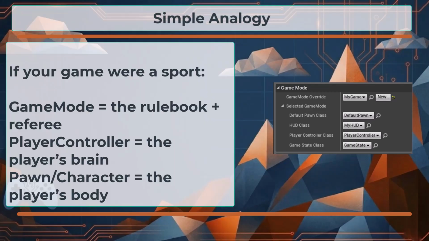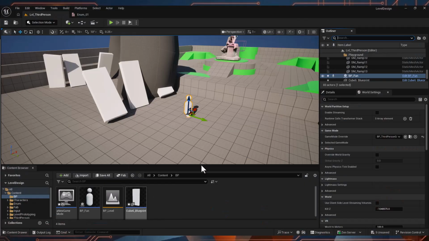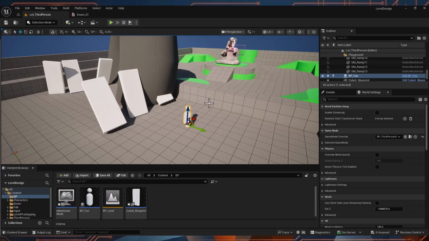Now, if we use the analogy of a sport, the game mode could essentially be considered the rule book and the referee. And then the player controller is essentially the player's brain. And then the pawn is the player's body. All right, so let's go ahead and create a game mode back in Unreal here.